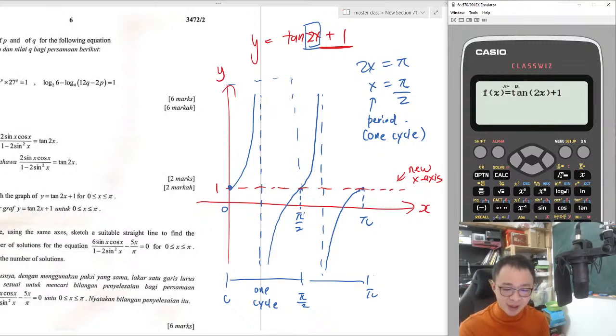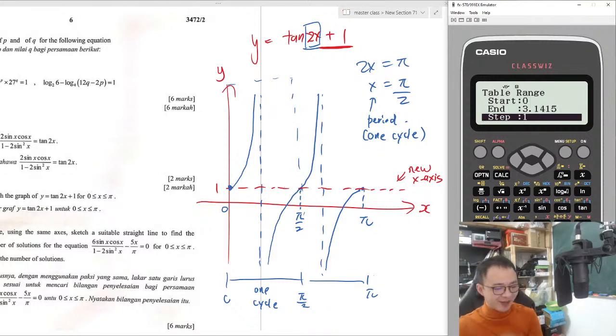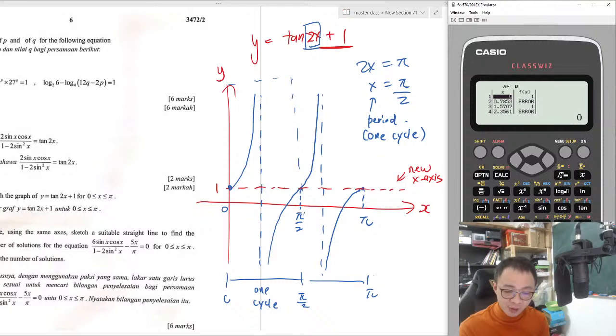The calculator will give you a table, and I want to use this table to double check my answer. So I tell my table I want to start from 0 and end at pi. The step will be the gap in between. For tangent it is kind of hard, so maybe I put pi over 4. Okay, so the calculator will tell you like this.